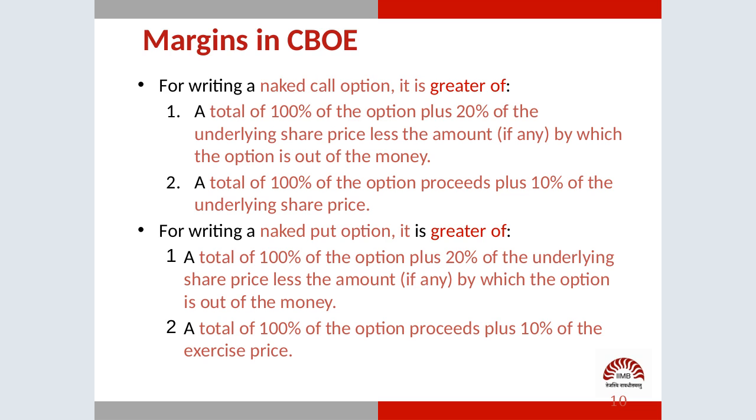So they basically said that you can take 100% plus 20% of the underlying share price. But if the option is out of the money, then the amount by which it is out of the money can be reduced from here. Or you take 100% of the option proceeds, 100% of the benefit of the option at any point, plus 10% of the underlying share price. Now, strictly speaking, 100% of the option proceeds is good enough. I do not really need the 10% of the underlying share price. But that is kept because there is always going to be a lag between managing the margin account portfolio and the actual market portfolio. So this will also protect.